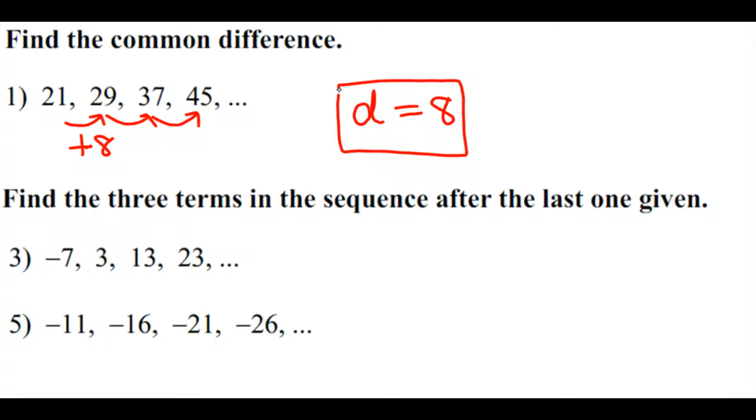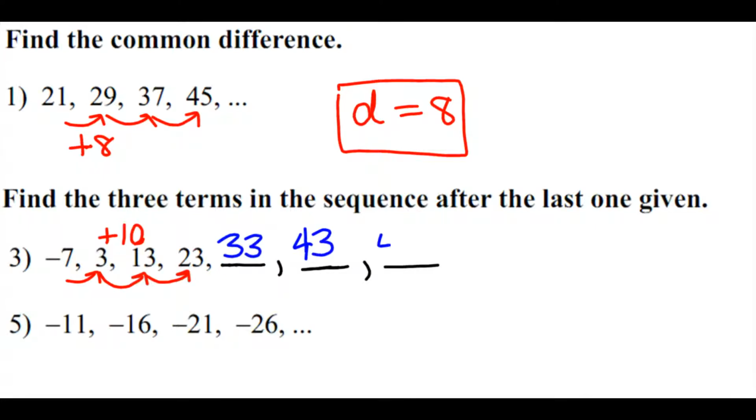Number 3, find the 3 terms in the sequence after the last given one. I like to think of it like this. Fill in the blank with the next 3 numbers. Well, it's really similar. We want to figure out how we're going from number to number. And it's probably easier to see about right here that we're adding 10 every time. Add 10, add 10, add 10. And so if you continue that pattern, you can add 10 and find the next numbers 33, and then 43, and then 53.